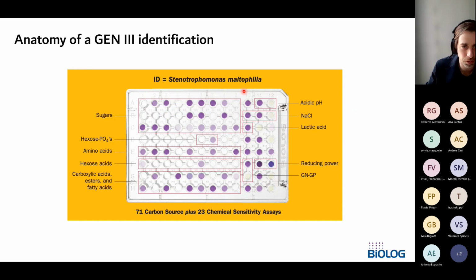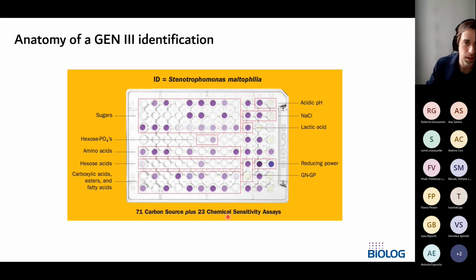But just to give you a little bit more detail before we move to the next application BIOLOG developed, which I think is of more interest for most of you, I want to show you the latest plate that BIOLOG developed for bacterial ID. Several versions were developed. Now we are at generation 3, and you see the plate is divided in 2 parts. 171 carbon sources on the left, divided between sugars, amino acids, carboxylic acids, and fatty acids, and 23 chemical sensitivity assays on the right, where you have tests for pH, lactic acid, sodium chloride, or antibiotics.